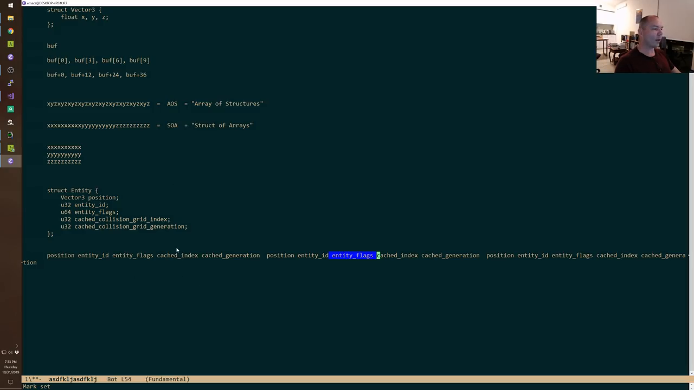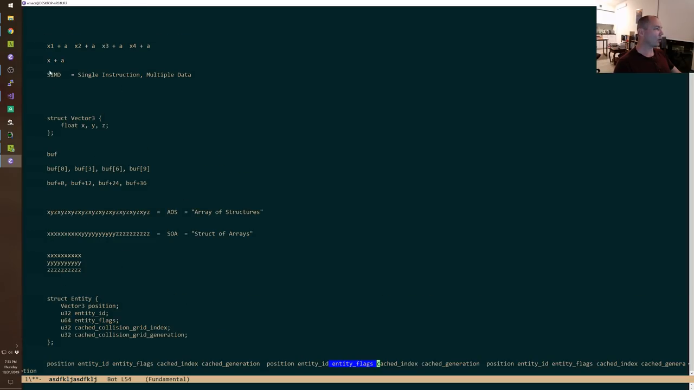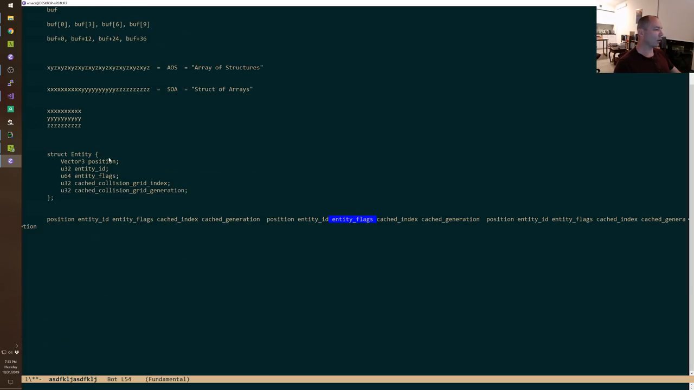So this is where SOA can also come in, right? In addition to just having things next to each other to feed this kind of thing, imagine if instead of setting up my entity this way, we're just going to have three, because I'll get tired of typing really fast. Instead of doing it this way, you just had position, position, position, right? Entity ID, entity ID, entity ID, entity flags, entity flags, entity flags.